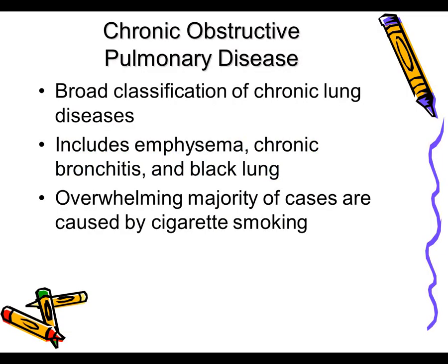So let's look at some of those conditions. We'll start first with chronic obstructive pulmonary disease. COPD is a broad class of chronic lung diseases. It includes emphysema, it includes chronic bronchitis, it includes black lung, farmer's lung, miner's lung, and it also includes asthma. It is a chronic obstructive pulmonary disease. The overwhelming majority of these cases are caused by cigarette smoking. That leads to chronic obstructive pulmonary disease.